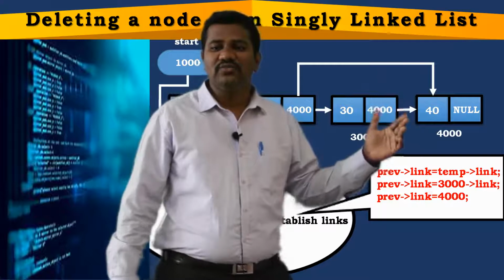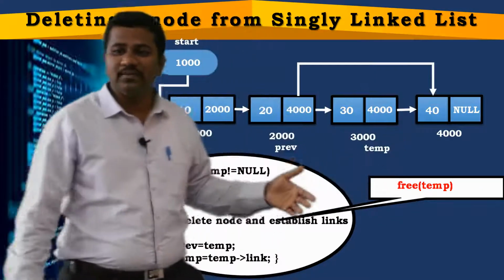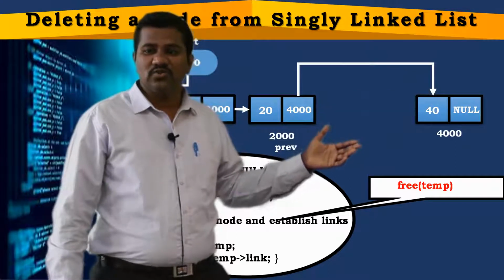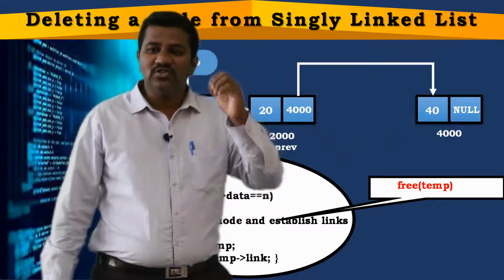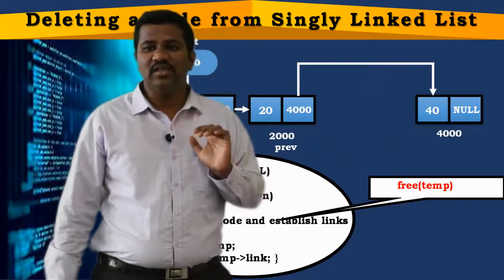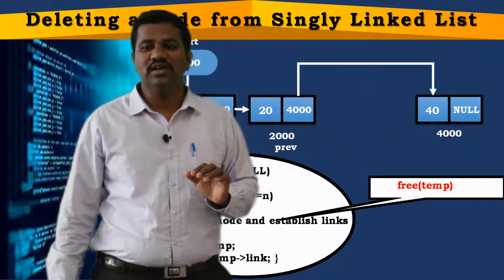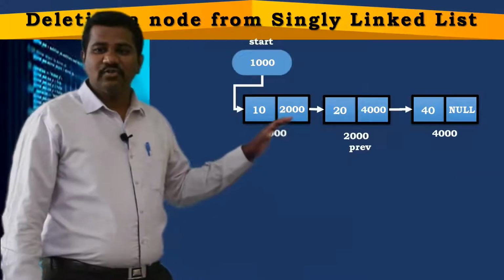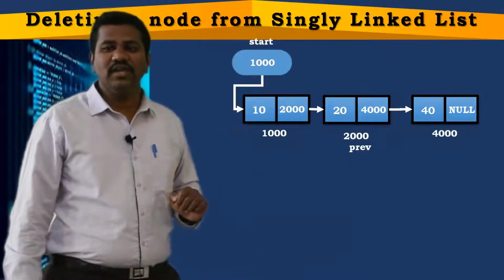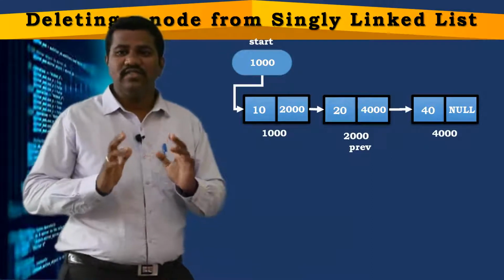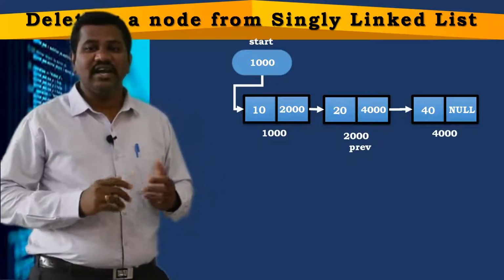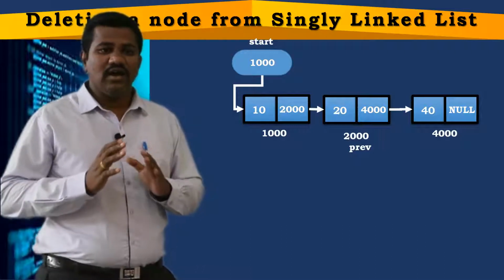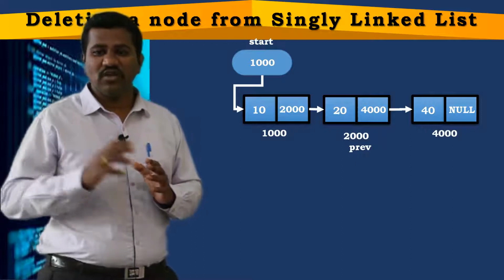So that there will be a link from previous to 4000. After that we need to go with an instruction called free temp. Free temp means temp contains 3000, right? The 3000 memory location is going to be deleted from the list. After deleting this, finally the linked list is going to appear like this, and this is how the deletion operation is performed. This works for deleting an intermediary node as well as the last node.